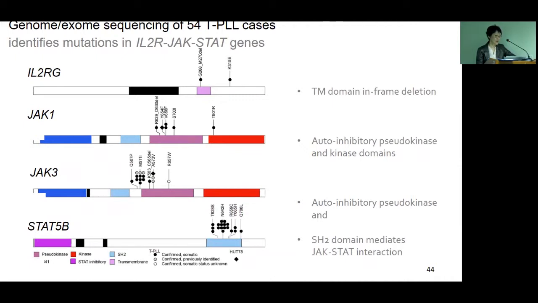Importantly, we identified mutations in the IL2 receptor gamma gene, the JAK1, JAK3, and STAT5B genes that seem to be highly recurrent. So mutations in JAK1 and JAK3 were focused on the autoinhibitory pseudokinase domain and the kinase domain, whereas the mutations in the STAT5B transcription factor were focused on the SH2 domain that mediates the STAT5B interactions.